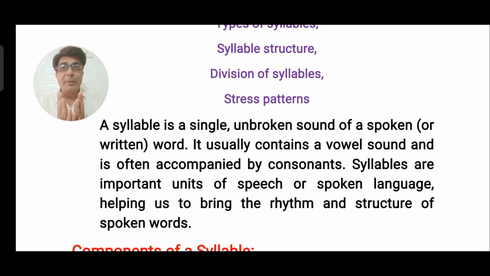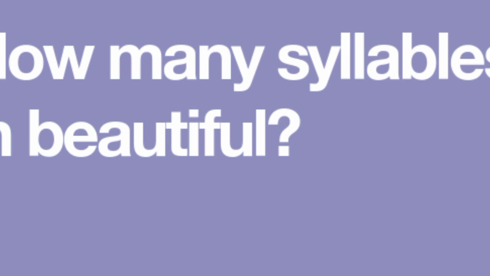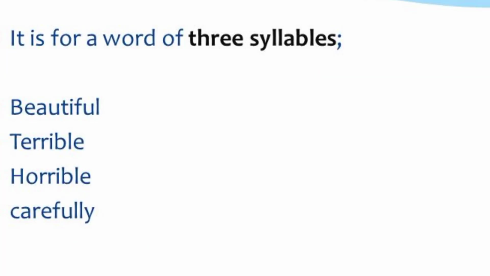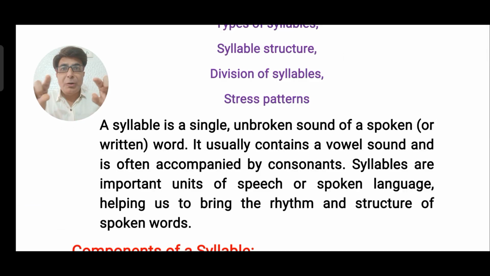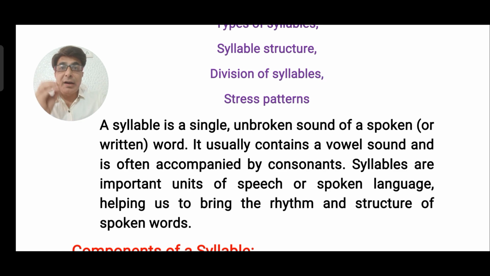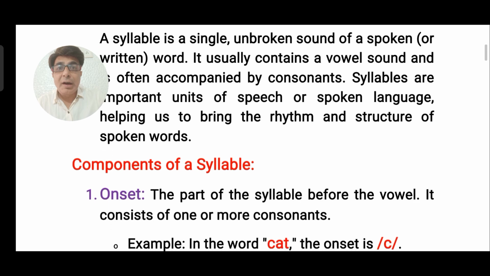Say for example, when we say beautiful. Now beautiful is one word, but it has three syllables. Why? Because the word beautiful can be broken down into three parts while speaking: beau-ti-ful. So that is a syllable. And syllables are important units of speech or spoken language. Why? Because it helps us to bring a proper rhythm and structure in our speech.